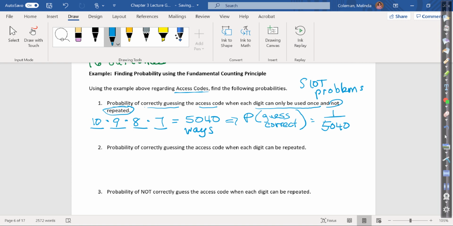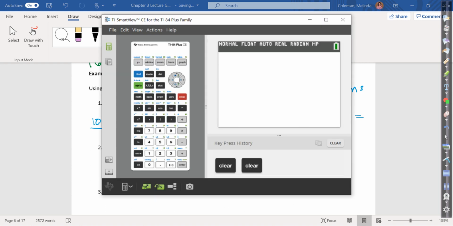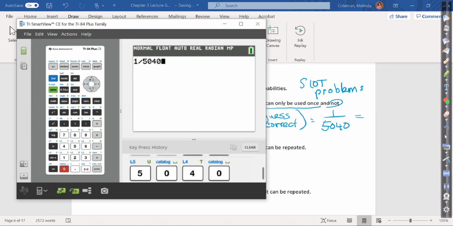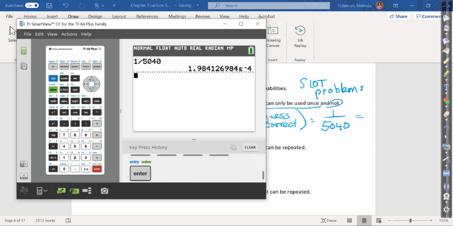Okay. So 5,040. I am going to show you this on the calculator, because when you do this on the calculator, you're going to get scientific notation. So we do want to talk just about that real quickly. So 1 divided by 5040 is equal to, here's this very ugly number, 1.984126984 e to the negative 4. So it's this e to the negative 4 that we need to talk about.